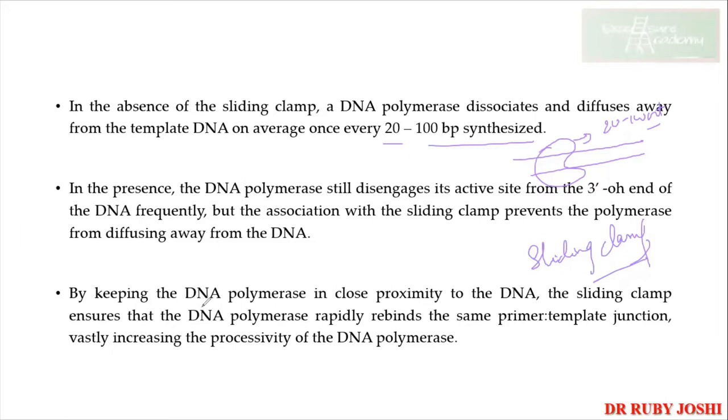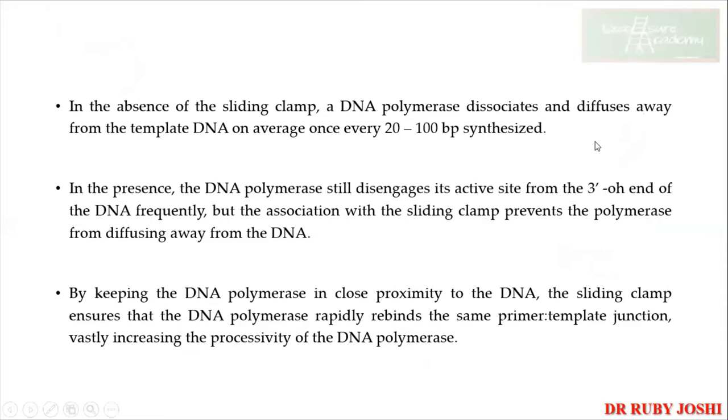So by keeping the DNA polymerase in close proximity to the DNA, the sliding clamp ensures that the DNA polymerase rapidly rebinds the same primer template junction, increasing the processivity of the DNA polymerase. This is the second point. First point, humne kya padha? Like why the sliding clamp is important. Second point is the importance of having the sliding clamp in keeping or increasing the efficiency of the DNA polymerase.